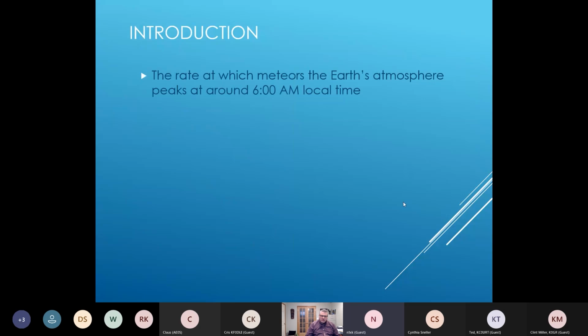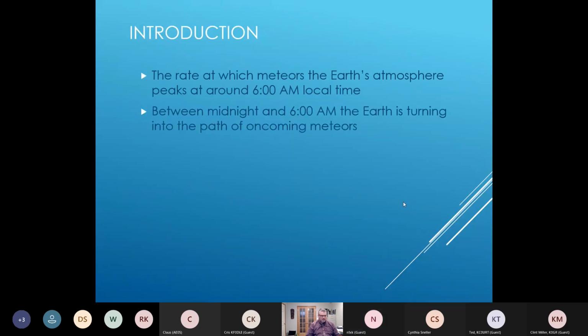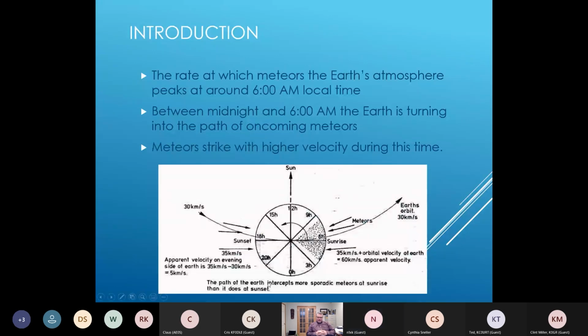The rate at which meteors hit the Earth's atmosphere generally peaks about 6 a.m. local time. Now, I'll give you an idea of why that happens a little bit later. Between midnight and 6 a.m., the Earth is turning into the path of the meteors, and that's why you see more of them at that time. And also, meteors with higher velocity strike at that time.